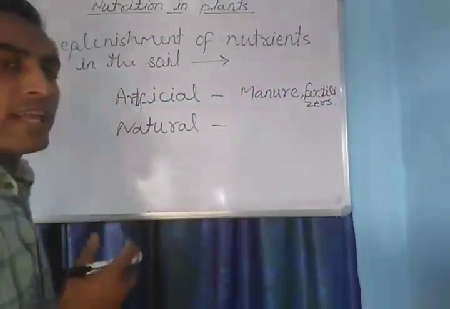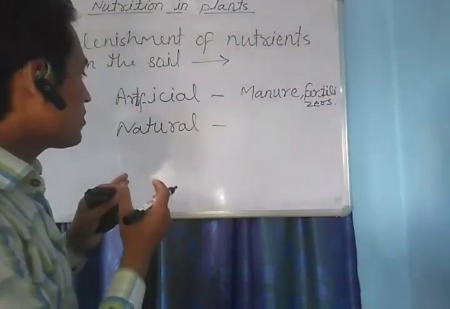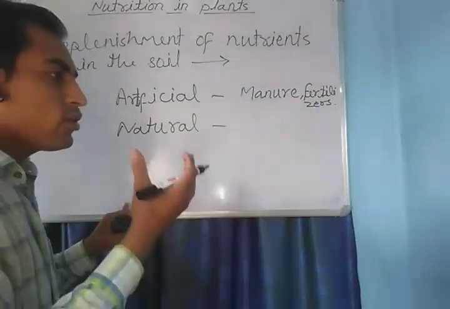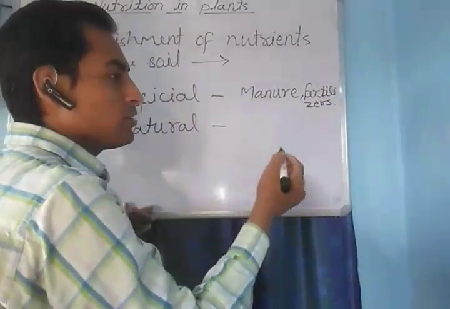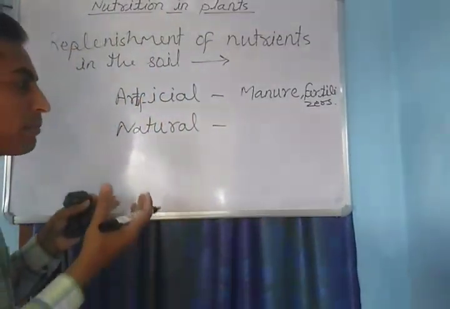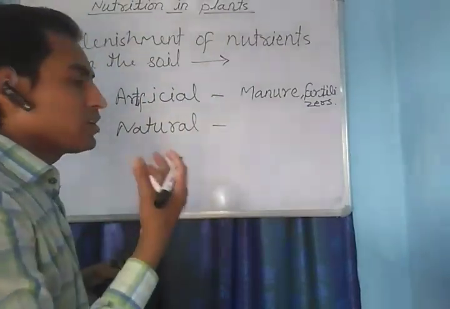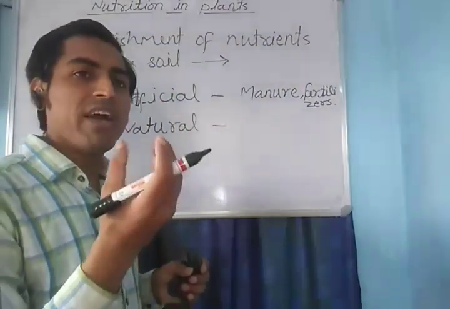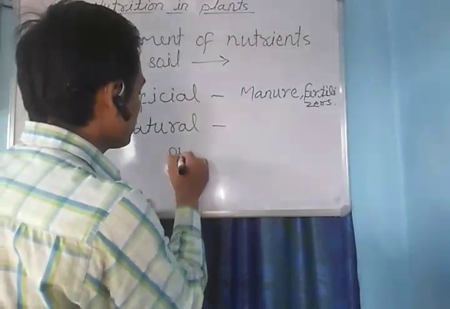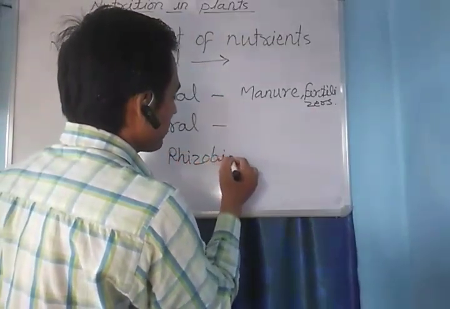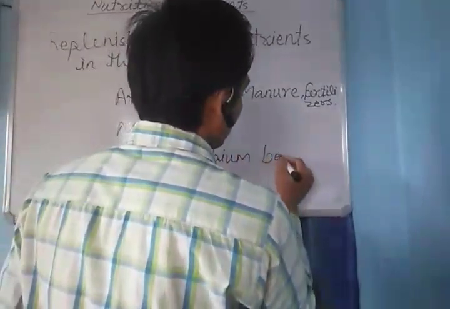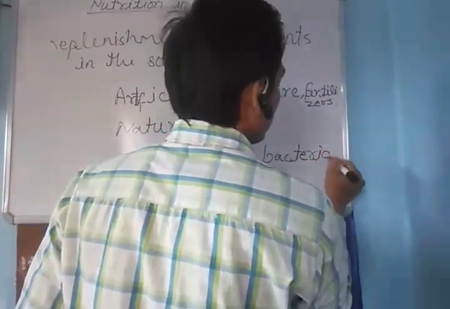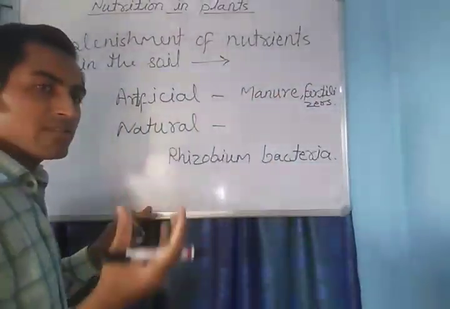So the second one is natural. The natural process is very different because in this case we grow the leguminous crop. Leguminous crops are pulse plants, like bean, like moong, like gram. So the root nodules of this type of plants contain a very special bacteria, that is rhizobium. Rhizobium bacteria perform a symbiosis relation.